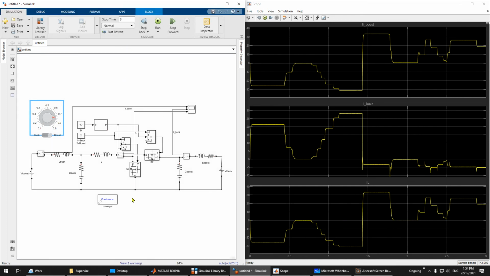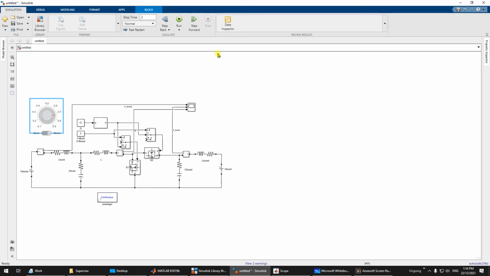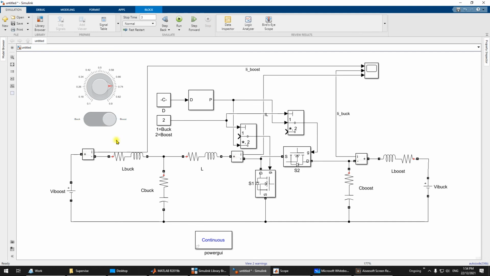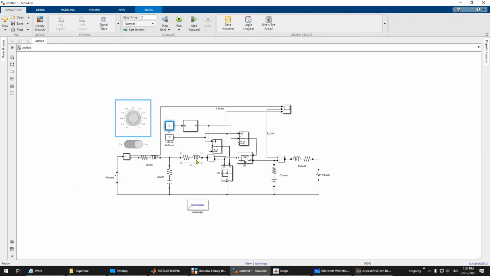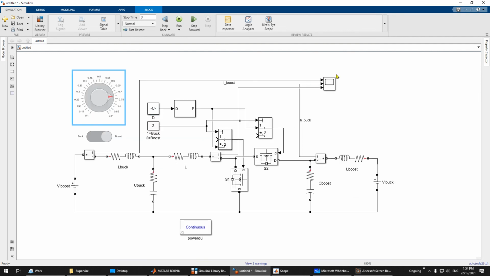So that's it. That is how you design, actually not fully design, how to implement a bidirectional converter in MATLAB Simulink. See you again.